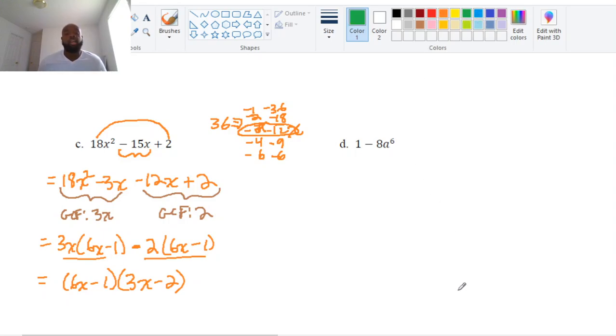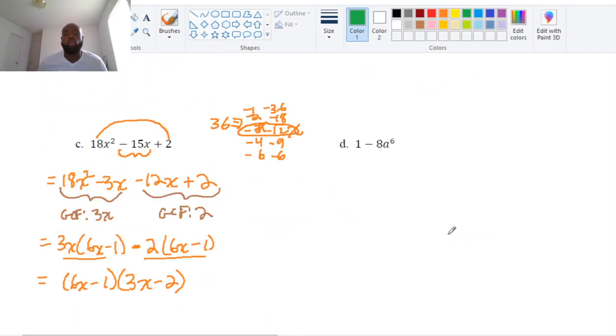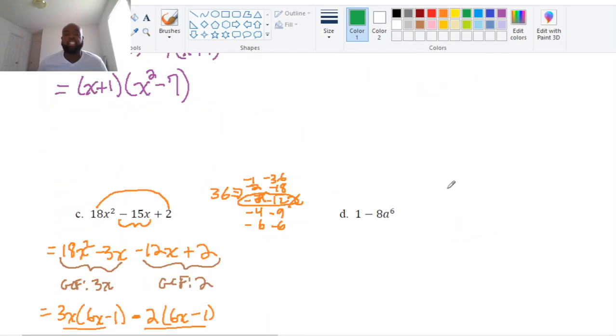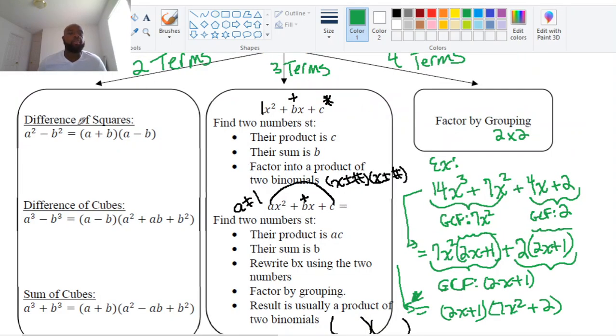Last but not least, we have 1 minus 8a to the 6th. Now with this example, I don't have a GCF and I have 2 terms. So I'm going to focus on what happens in these 2-term situations. Notice I had a 1 minus 8a to the 6th, so I'm going to go back to that chart. I only have 3 methods that I know to factor when I have 2 terms.